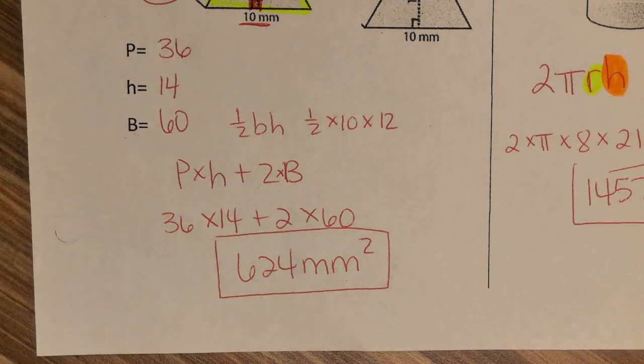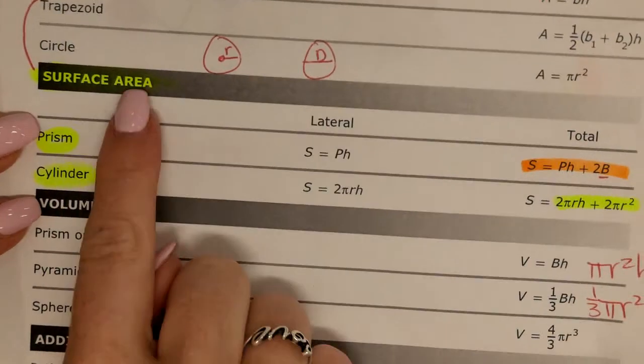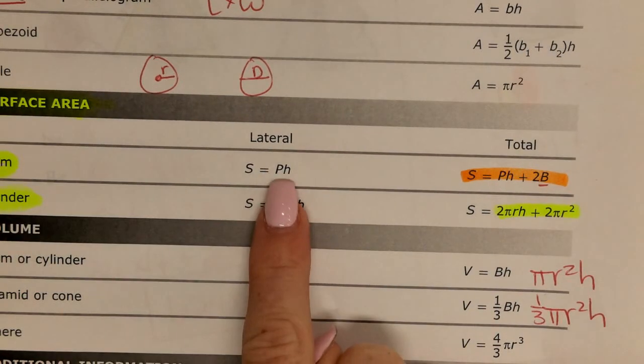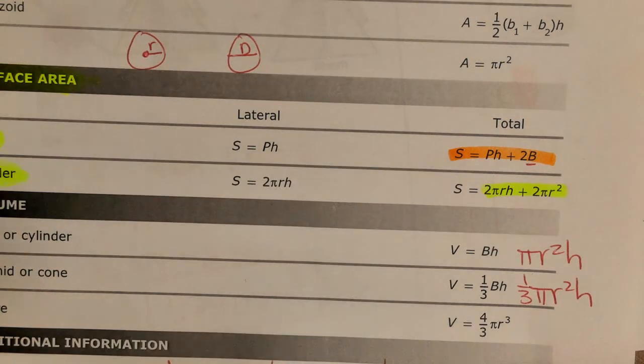Now, on your assignment today and on the STAR test, it will either say lateral surface area, and then you just need a P and an H, or total surface area, then you need a P, H, and a B. So does everybody see, for lateral surface area for prism, it's just the P and the H. It's the easiest one because it's just the perimeter and then the height. Okay, so make sure you read carefully.